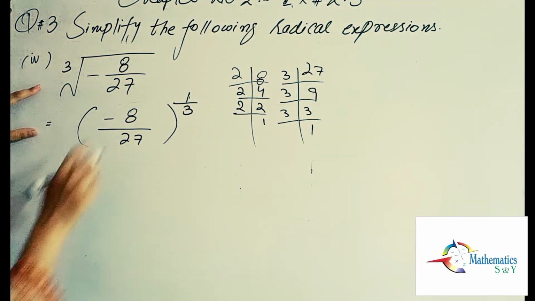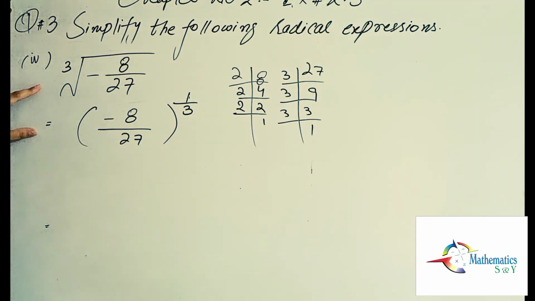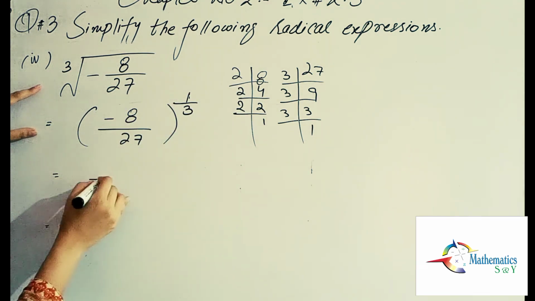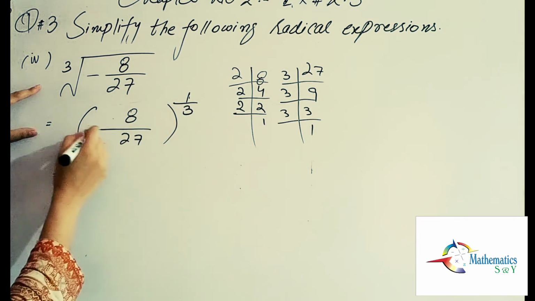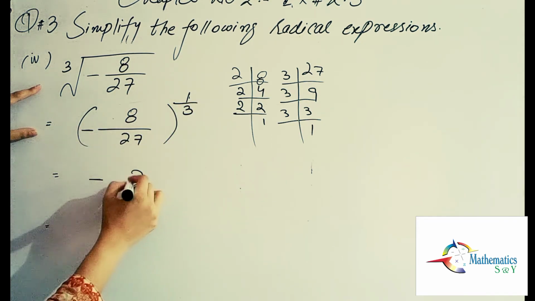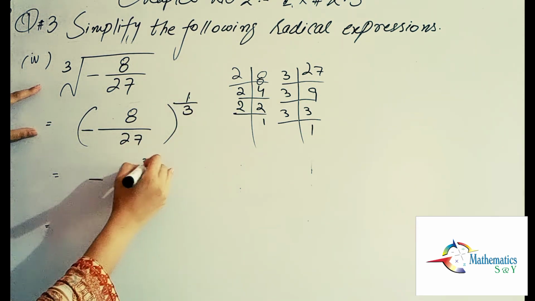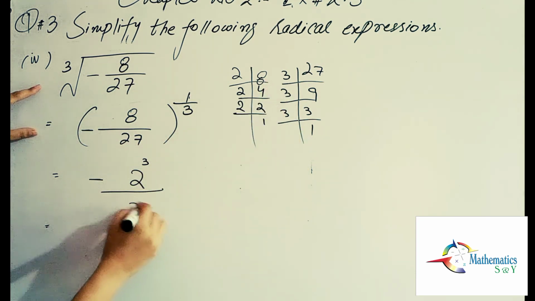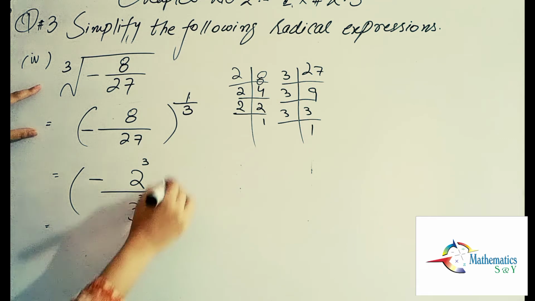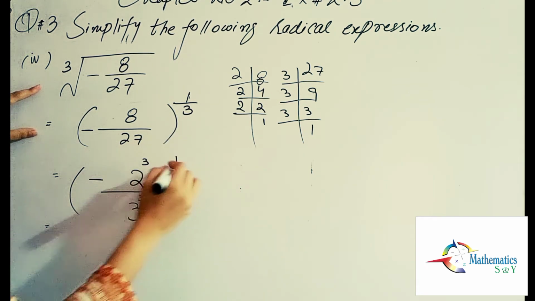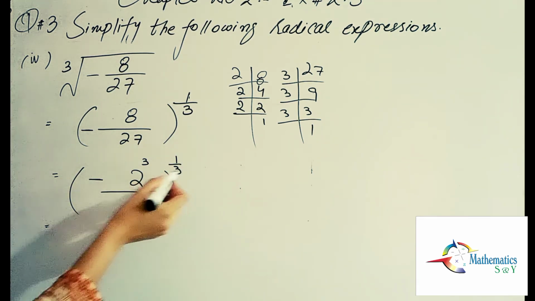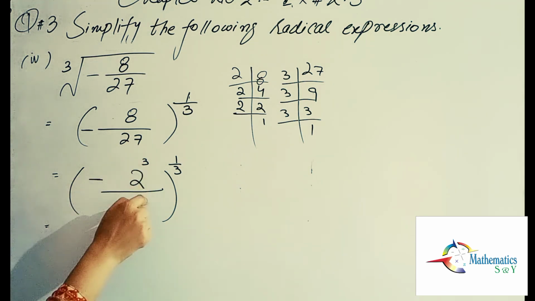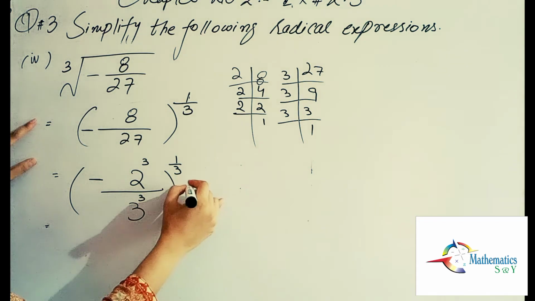It means 8 is factorized as the third power of 2, minus I will write as it is. This minus is in the middle. So 2 how many times is there? 3 times. 27 is factorized as 3 how many times here? 3 times. So its exponent is 1 over 3. It means now this exponent 1 over 3 will be multiplied by both the powers, this power 3 and this power 3. It will be multiplied by both.